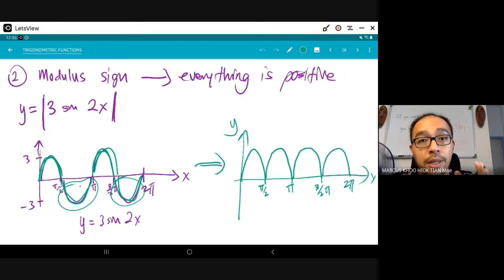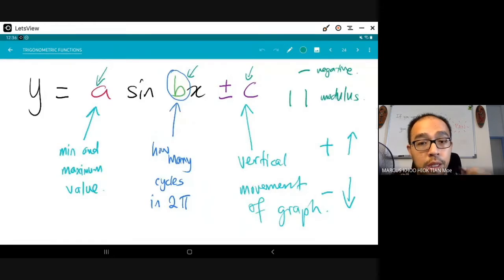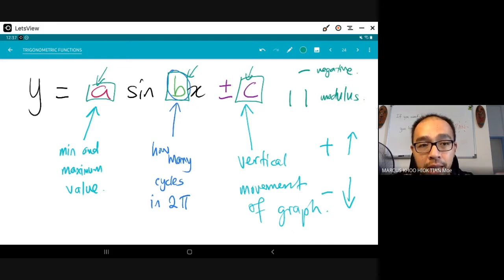And we learned a few very important principles. The most important thing is that if there are numbers in a trigonometric function, we need to know what these numbers mean. What does A mean? What does B mean? And what does C mean? We learned that A tells us the maximum and minimum value, assuming that the graph starts from 0. And then B tells us how many cycles there are in 2 pi.